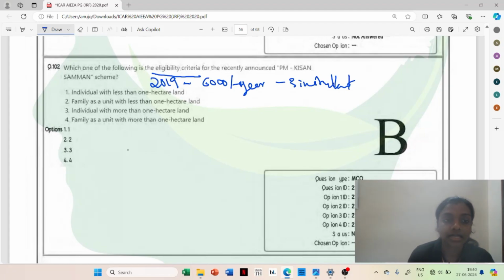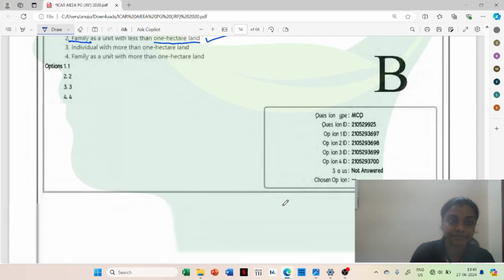The monetary benefit is for the family. Family as a unit with less than 1 hectare land is given. So it is not for an individual, it is for the family and less than 1 hectare land. So the answer is B.